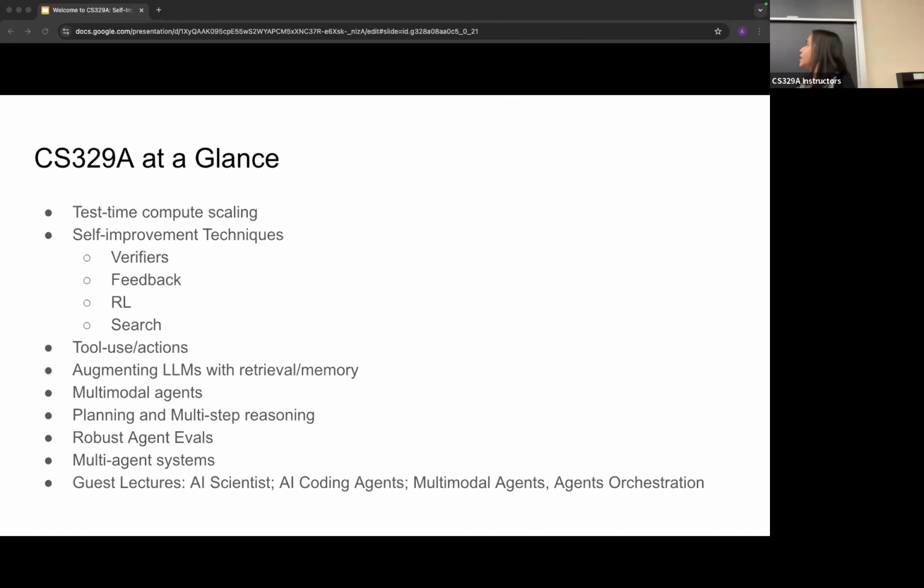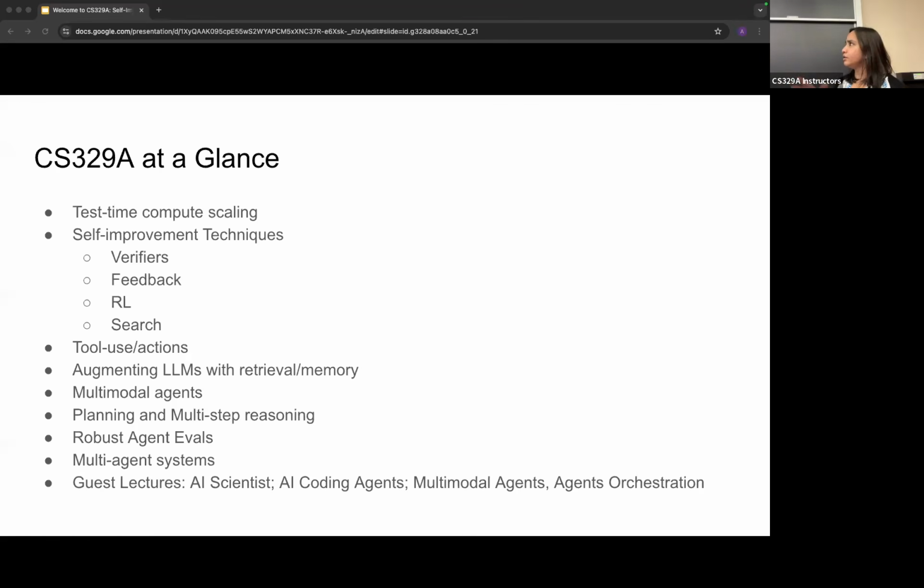Okay, so with that introduction, what all are we going to cover in this class? We're going to start with test time compute scaling. Then we're going to look through self-improvement techniques, which are going to be based on, say, verifiers, feedback, reinforcement learning, or search. Then we're also going to cover how to integrate tool use and actions with LLMs, or how to integrate retrieval and memory with LLMs.